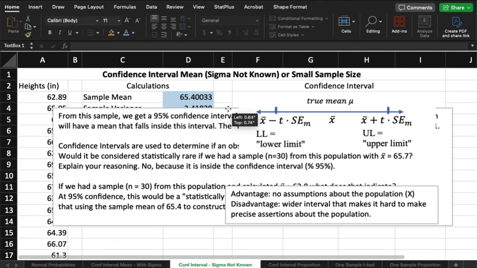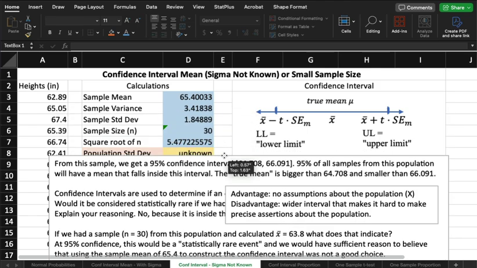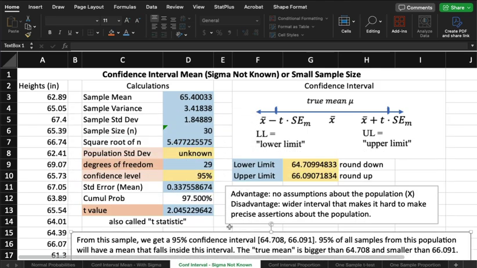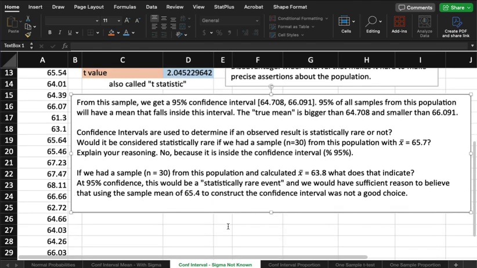So this is what we would state. Actually, let's just scroll down and we'll talk about it. So from this sample, we get a 95% confidence interval, which you see here inside of brackets. I just use square brackets, and the lower limit is 64.708, which I've rounded down, and then comma, and then the upper limit is 66.091, which I rounded up to the nearest thousandth.